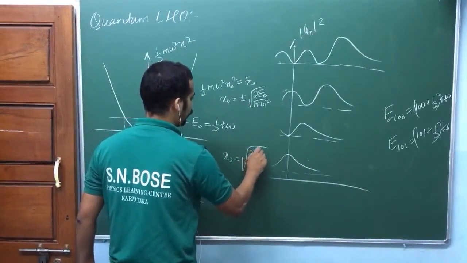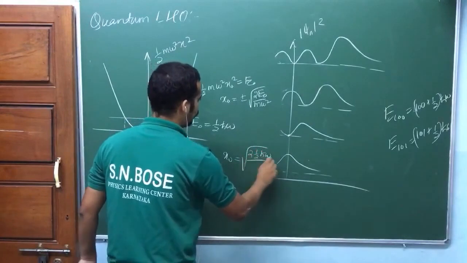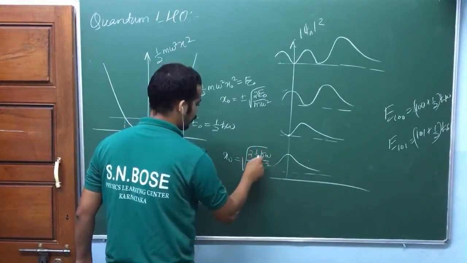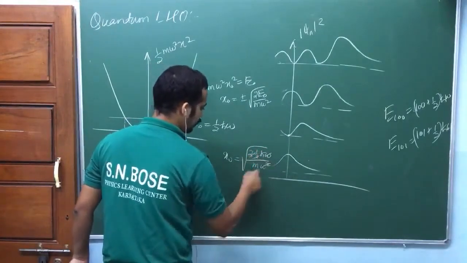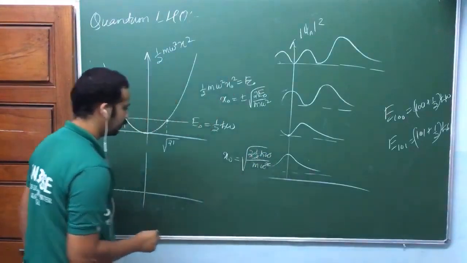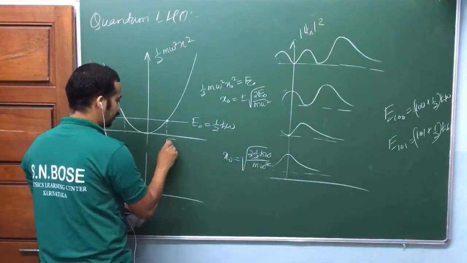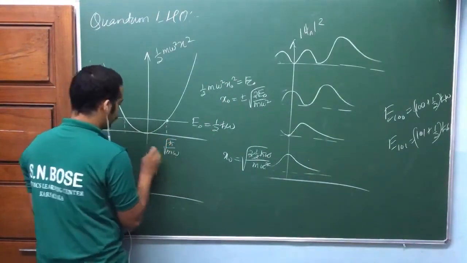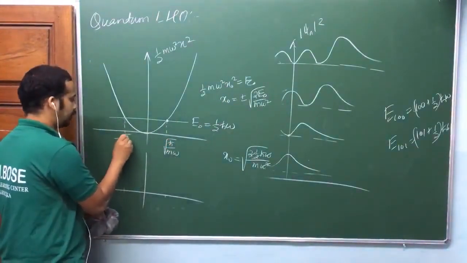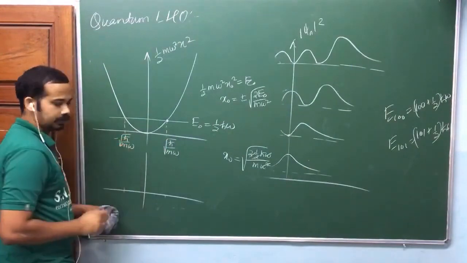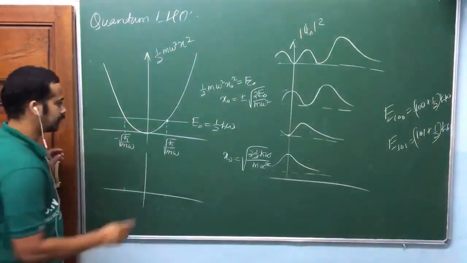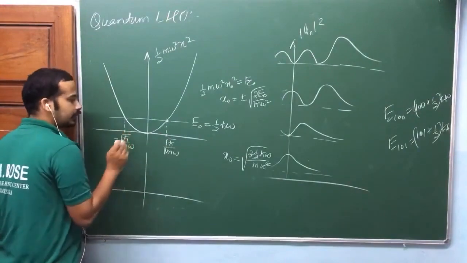Root of 2 h bar omega by m omega square. H bar by root of h bar by m omega. So that's why this point is root of h bar by m omega, and this point is minus root of h bar by m omega, plus x naught, minus x naught. Okay. Now look at here.